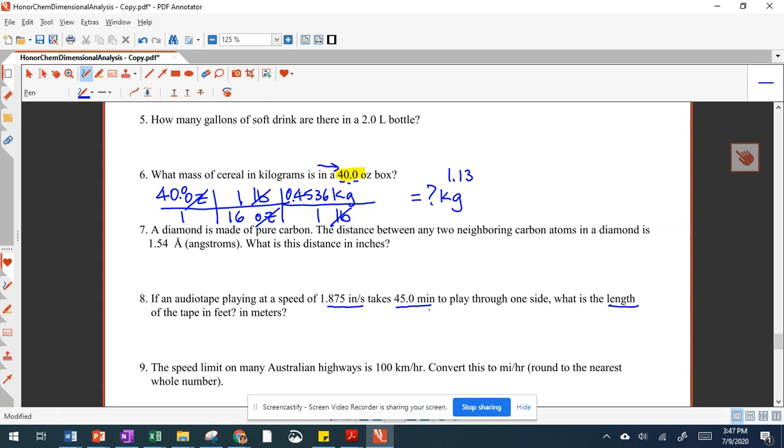We have our time and we have our speed. We can multiply these to figure out how long a piece of tape is played. Now, the problem with what we've been given is that we have different units of time. We have minutes and we have seconds. So we're going to have to first get these into the same unit of time. The easiest thing to do would be to convert the minutes into seconds.